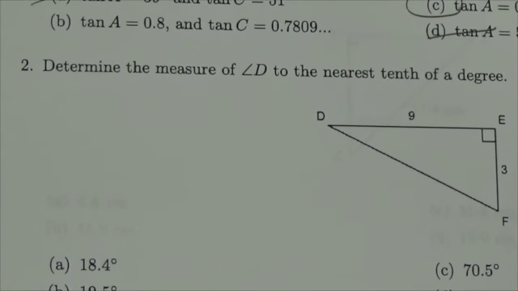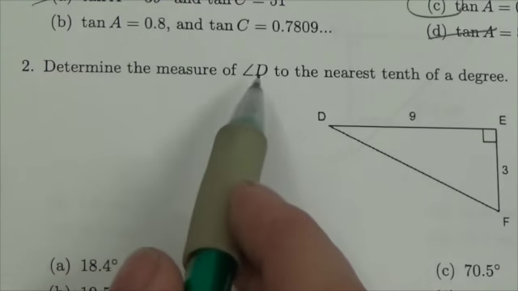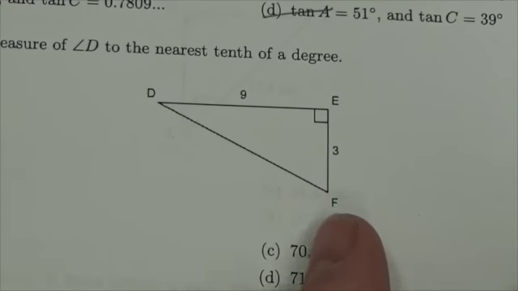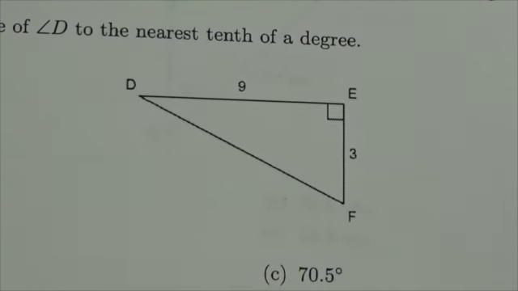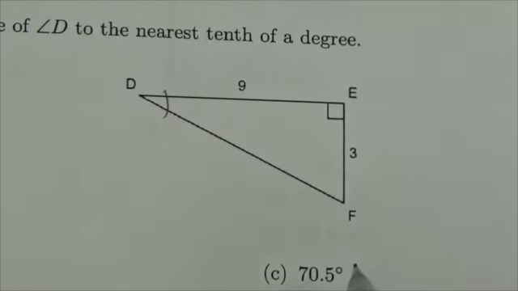All right, everybody, this is the Math 10C trigonometry review, and this is multiple choice number 2. It asks us to determine the measure of angle D to the nearest tenth of a degree. Let's take a quick look at the triangle here. Now, here's angle D.